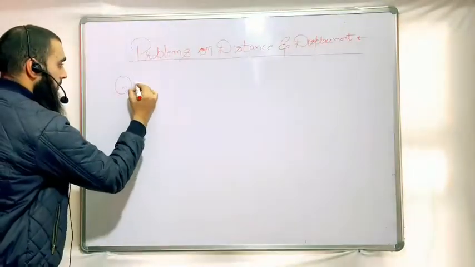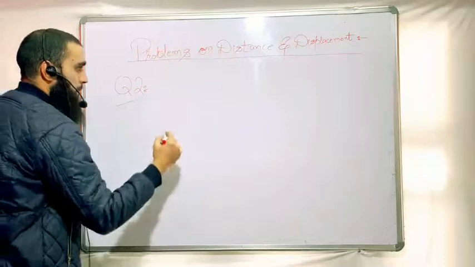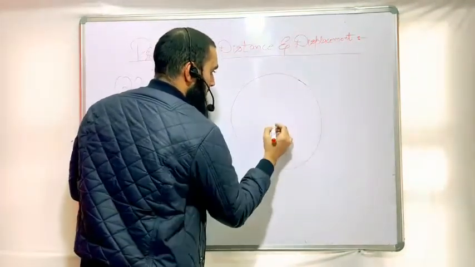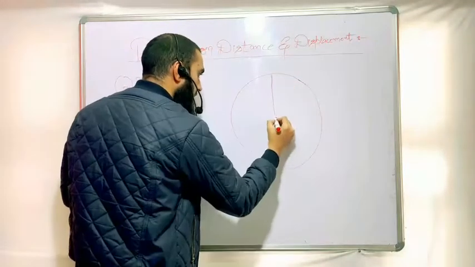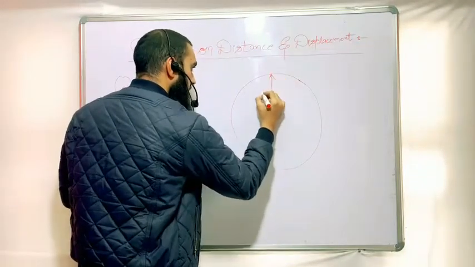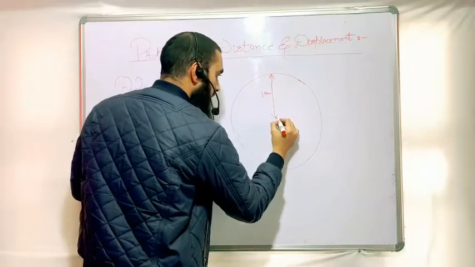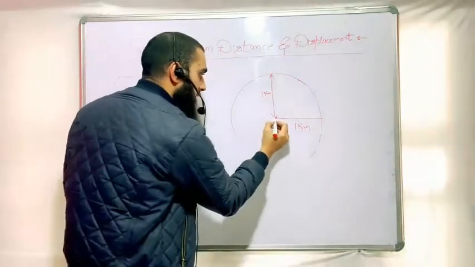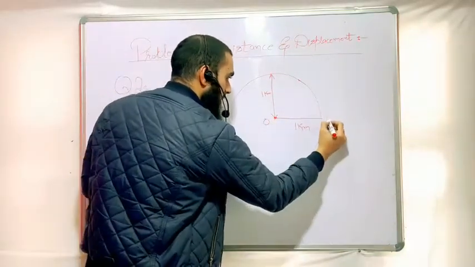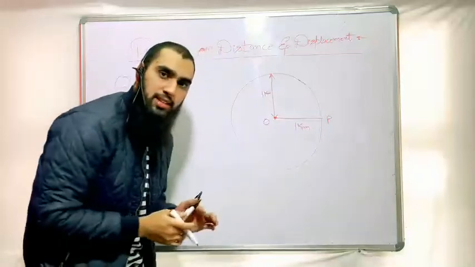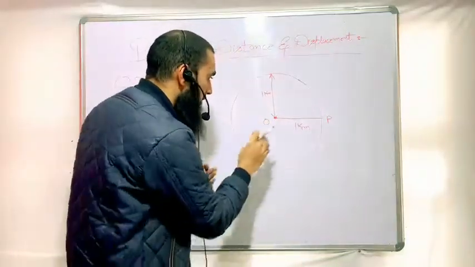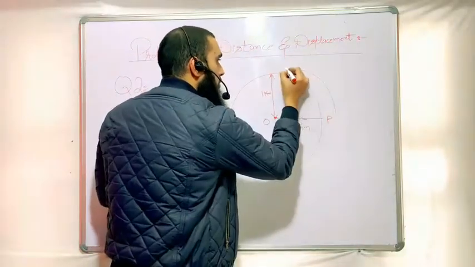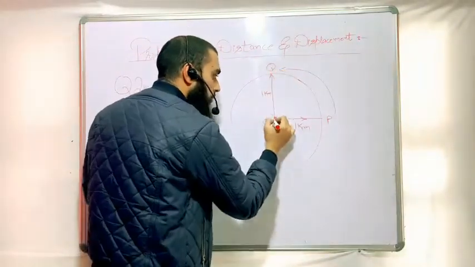Second question. We have a circular path of radius 1 kilometer. A cyclist starts his journey from the center of this park and goes up to point P, then moves up to point Q and comes back to the point O.